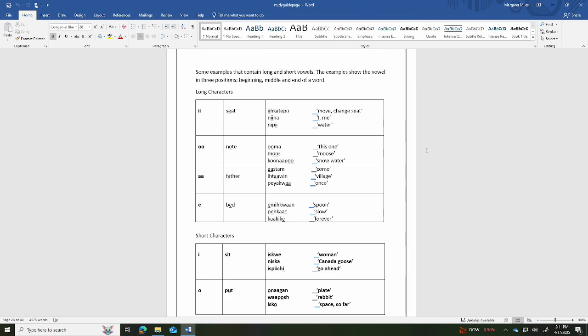The long O sound. Oma. You can hear that at the beginning of the word, meaning this one. Most, meaning most. Gonapo. Snow water.